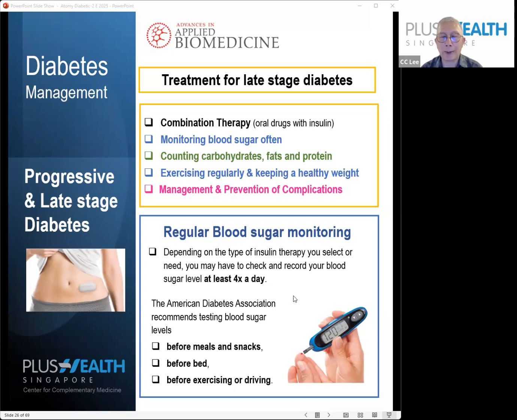The American Diabetes Association recommends testing blood sugar level before meals, before you eat, before bed, and before exercise or driving. So these are very important recommendations, right? If you can, measure your blood sugar level at least about 4 times a day.